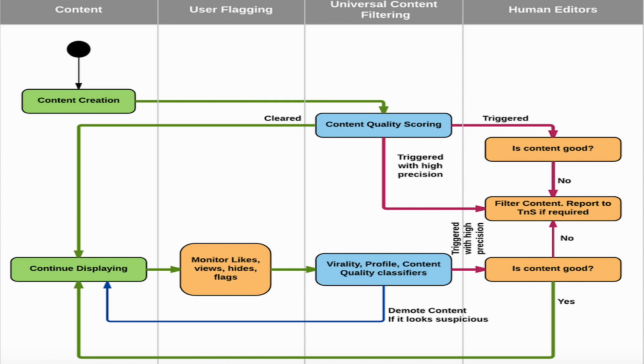Now, if the content is good, so it gets flagged for the virality, profile, content quality, classifiers section. Is the content good? Yes. It just goes around and it continues displaying. So you can kind of see how this is a cycle and there's loads of different places that the content can end up, but that's the basic journey of content that it will go through.